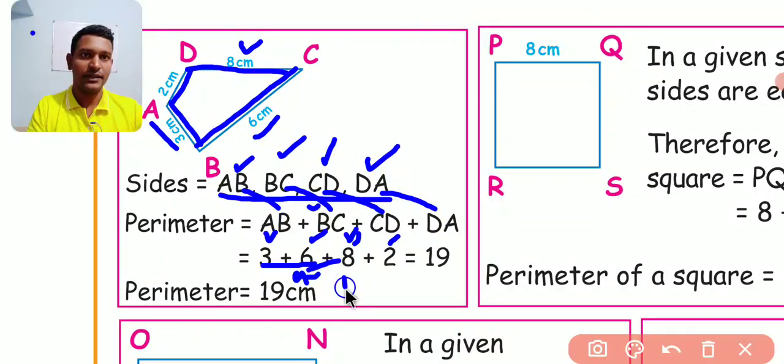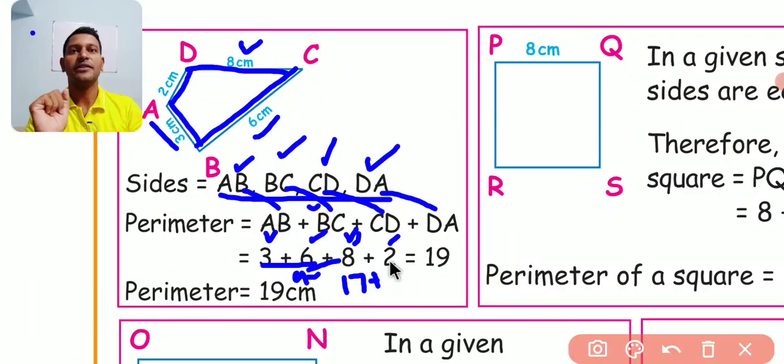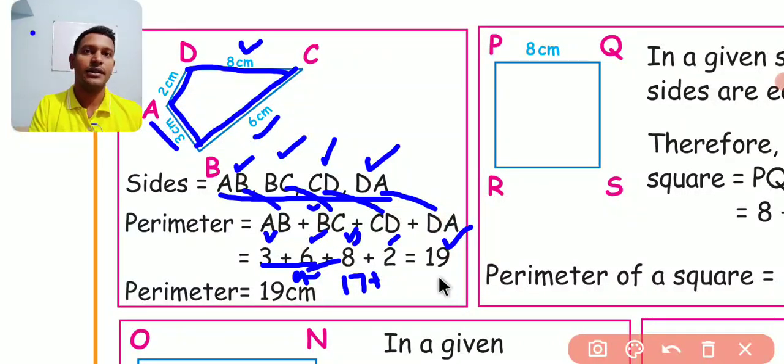Now 17 plus 2. I keep 17 in my mind, and I am going to count 2. 17. What is the next number? 18. Next one, 19. I have counted 2, so the answer is 19. I hope you understand, students. This is how you can easily count.